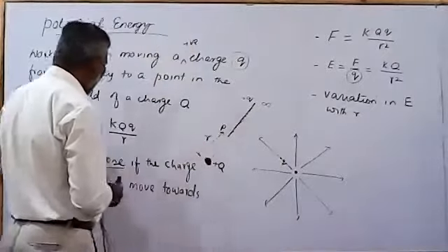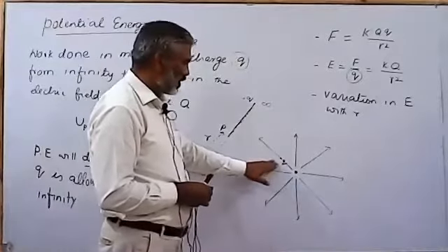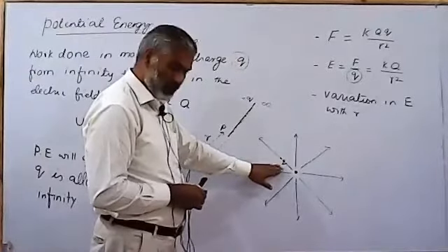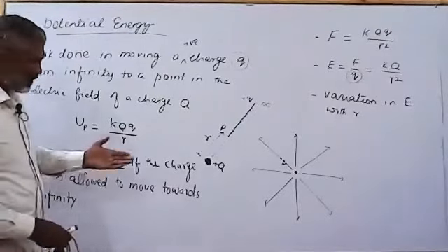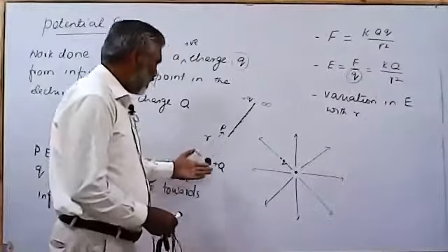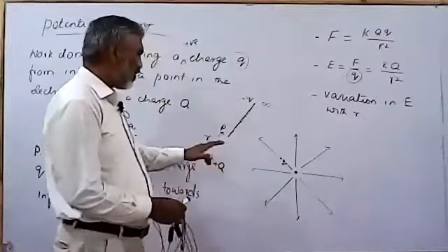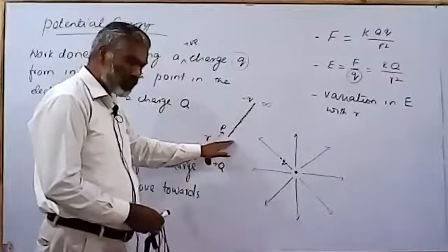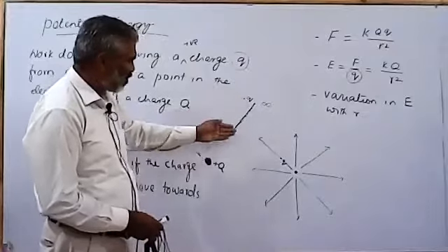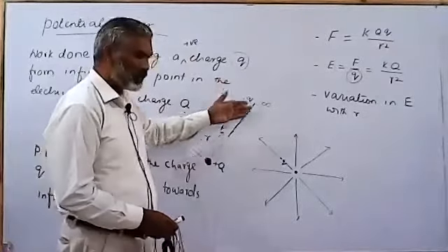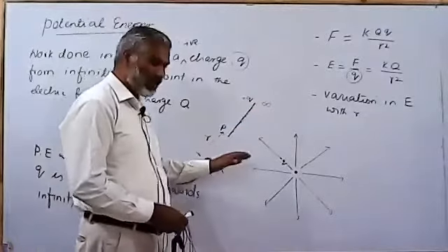For a positive charge, potential energy is a quantity that decreases when we allow a charge to move on its own. So we clearly see that the positive charge, if I place it here, will be repelled, it will move away from it, and as a result its potential energy decreases.